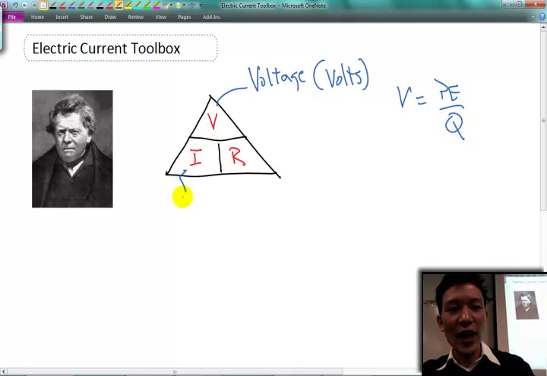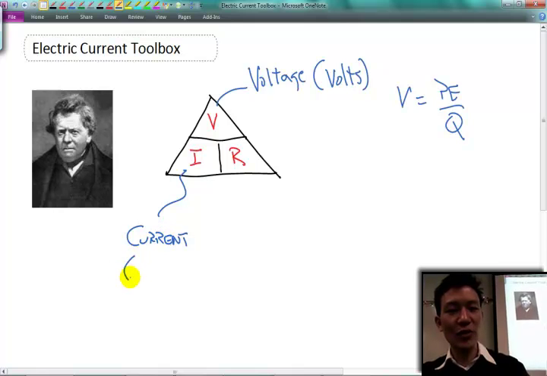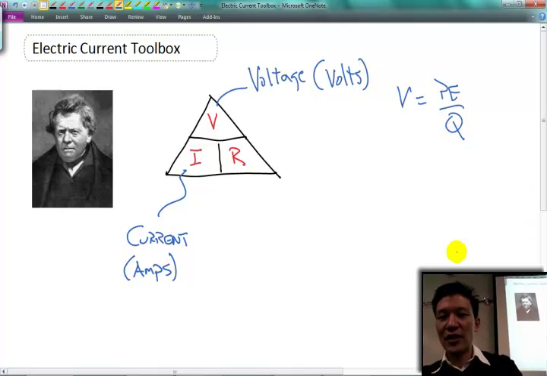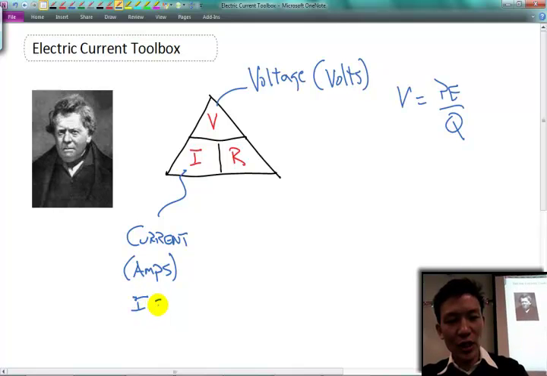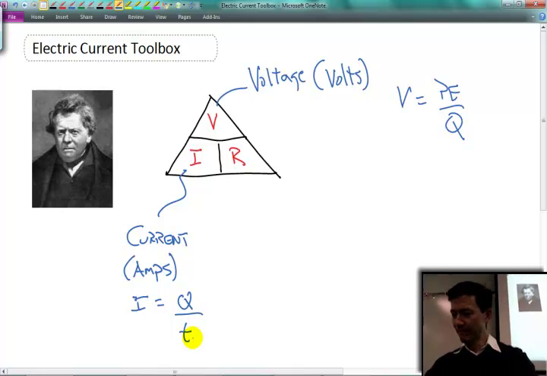I, take a guess what I is for. I is for electric current. And you might say, well, why not C? Shouldn't C be for current? Good question. C is already for coulombs of charge. We run out of letters. I is for current, which is measured in amps or amperes, named after this French scientist named Ampere. And I, for current, is equal to Q, charge, divided by time. It's how many coulombs of charge flow by every second.